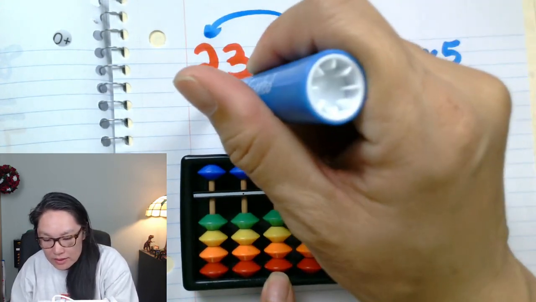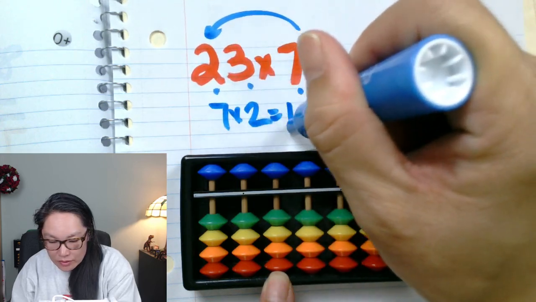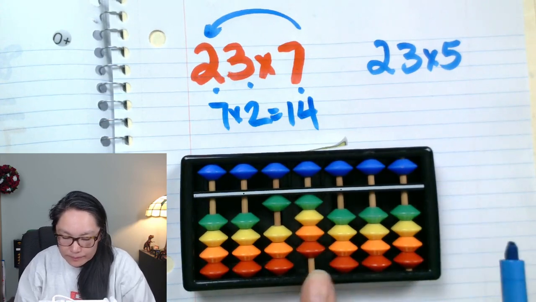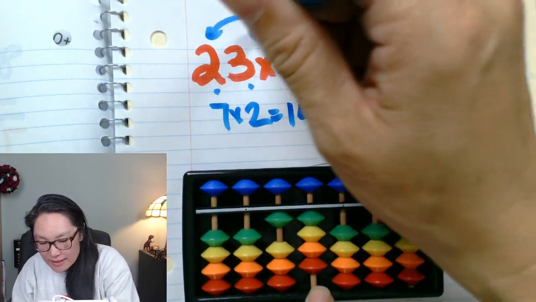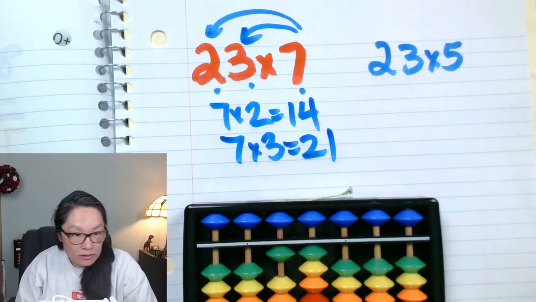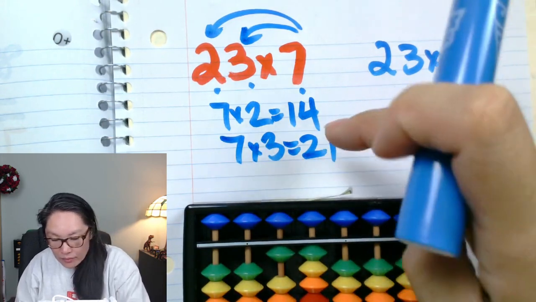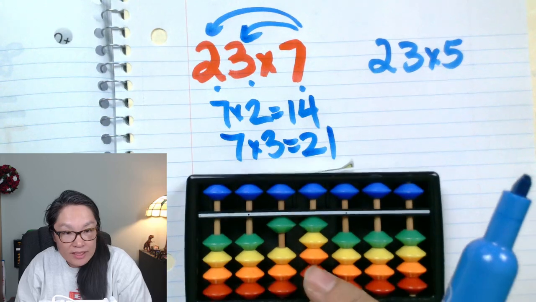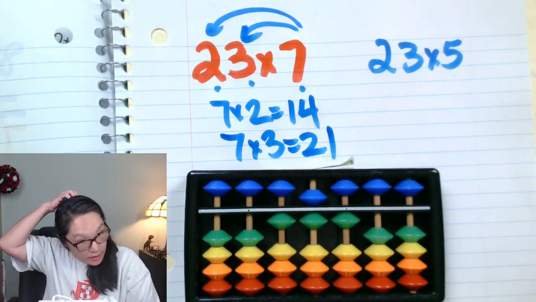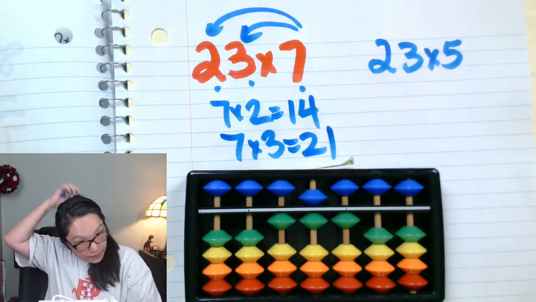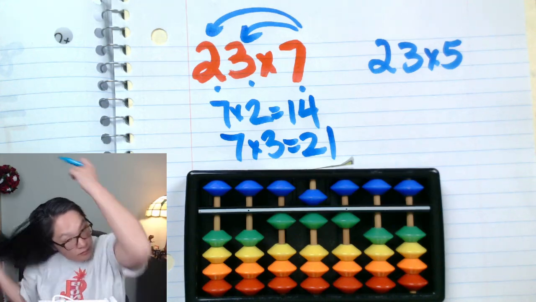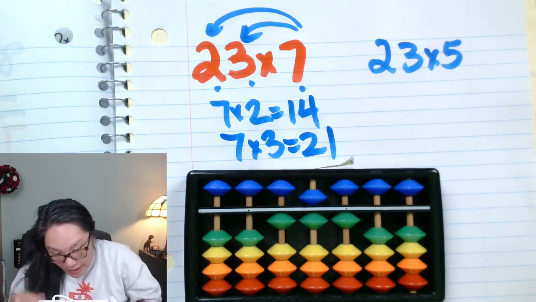So we go 7 times 2 equals 14. I add my 1, and then I add 4. And then 7 times 3 is equal to 21. I add my 2. There's not enough beads to add the 2, so I do plus the 5 minus the 3, and I add the 1. Yes, that's exactly what it is, Jose. That's it. That is multiplication. Easy.